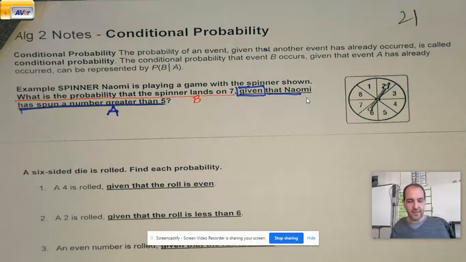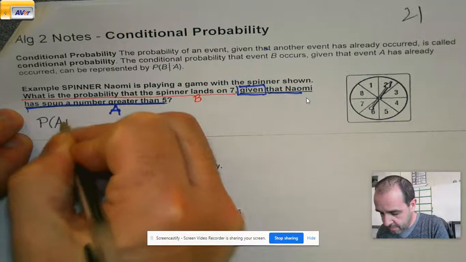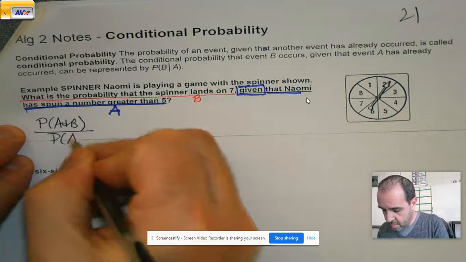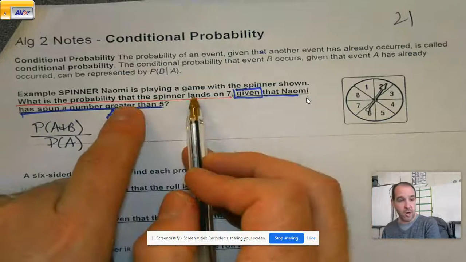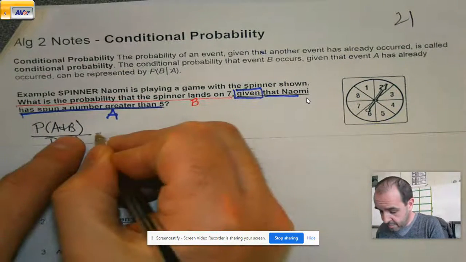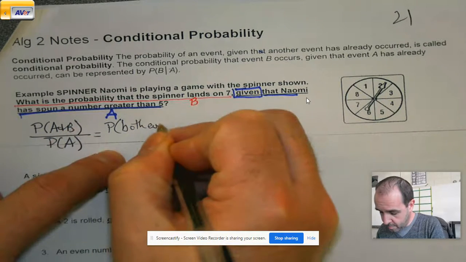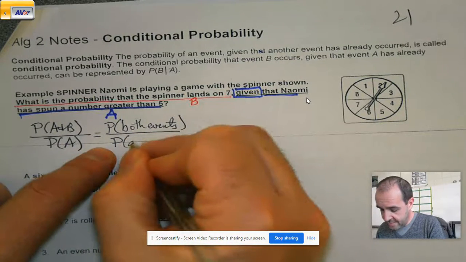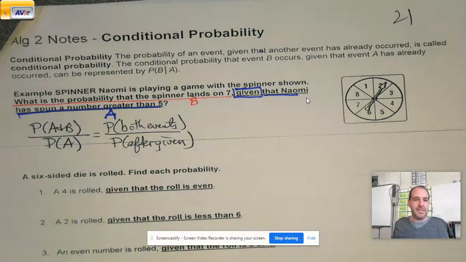But here's how I want you to think of it. It's a simplified way of looking at it, okay? We're going to take the probability of A and B together over the probability of A. Here's the way I like to look at it. We're going to take the probability of both events together over the probability of what we see after the word given. I'm going to demathematize this, okay?